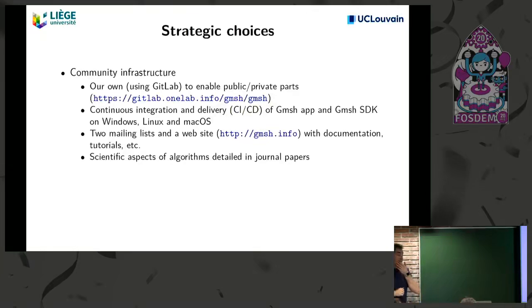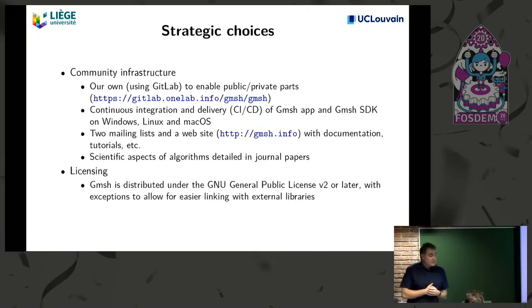What about community? Actually, we are not on GitHub or GitLab. We use our own GitLab. And why do we do that? Because we have public and private parts, and so we want to be able to manage the whole thing. So it's hosted on gitlab.onelab.info. And you have all the usual features, with mailing list and so on. Licensing is GPL v2 or later, and we have exceptions so that people who want to combine Gmsh with non-GPL software can do this easily.